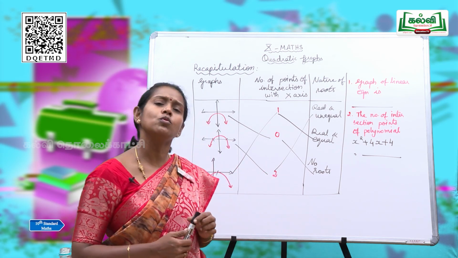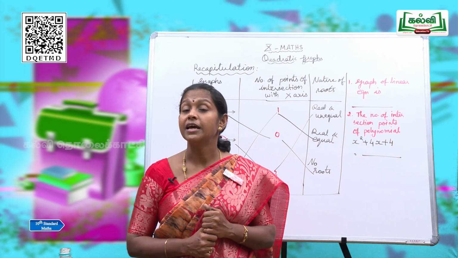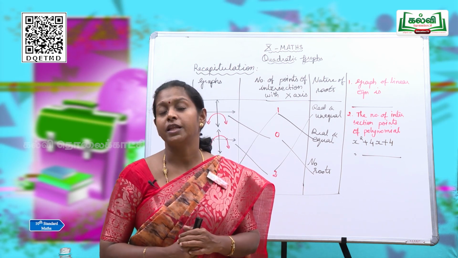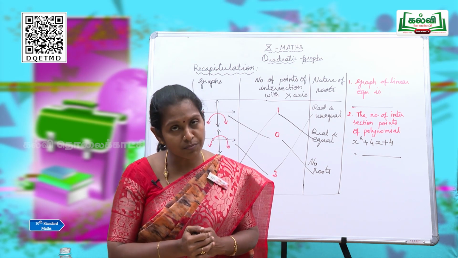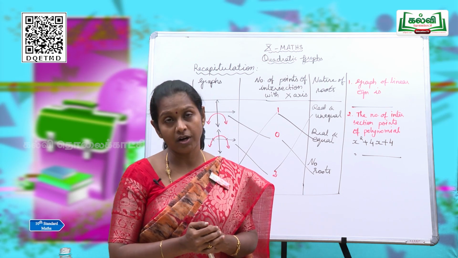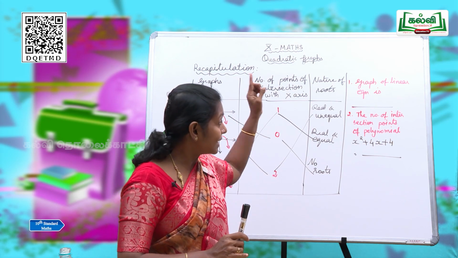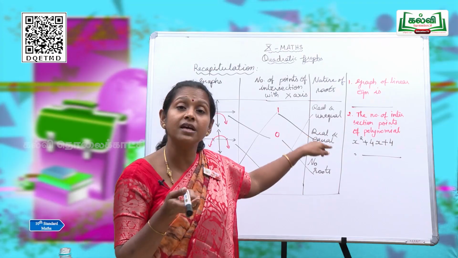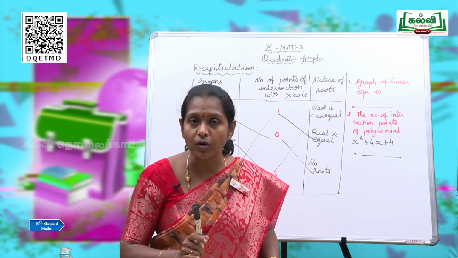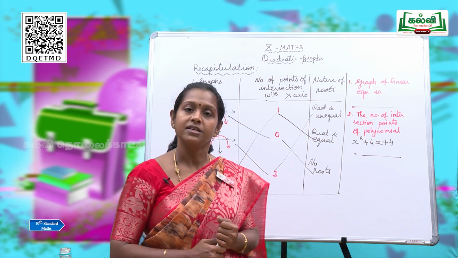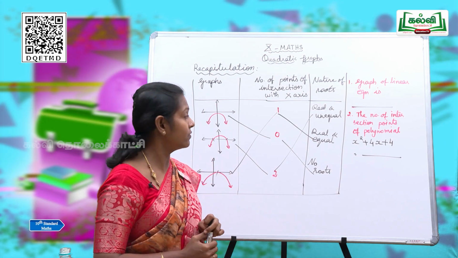Very good. Next, 2 more questions. The graph of a linear equation. You know very well, in a linear equation, definitely the x square term will not be there. There will be an x term and a constant term. I told you at the very beginning, a quadratic equation means the degree must be 2 and the quadratic graph must be a curve. It is not a straight line. But what is the question? The graph of a linear equation. That means there is no x square term, only an x term and a constant. Definitely it is not a parabolic curve. Then how will it be? Yes, a straight line. Very good. The graph of a linear equation is a straight line. Very good, children.